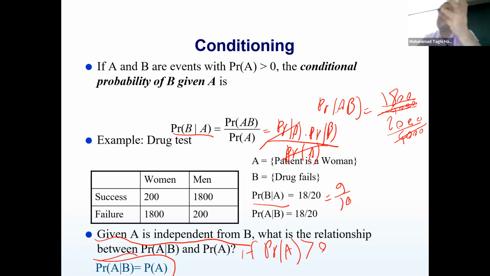By the way, this formula was also important. What is the intuition on that? When we say that probability of A conditioned on B is equal to probability of A, it means that the fact that we know that B happened did not change the probability of A. And that's exactly the meaning of independence. You knew something about B, but that does not change the probability of A. It means that these two are independent.